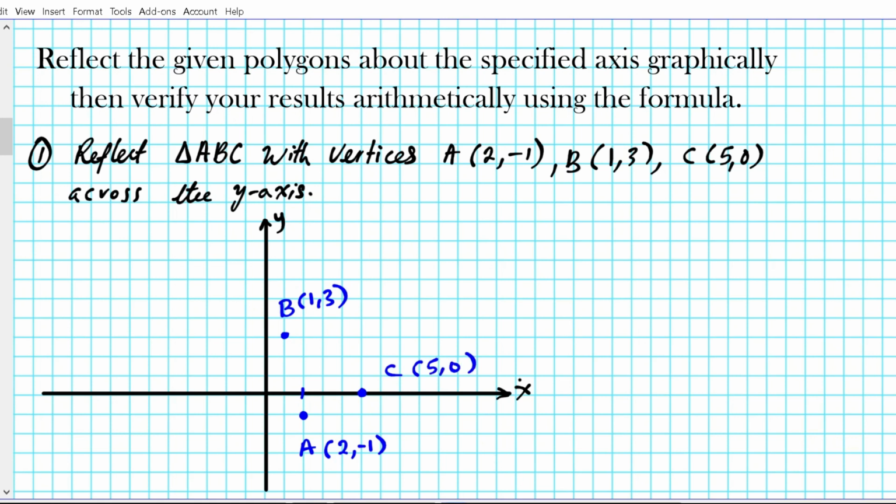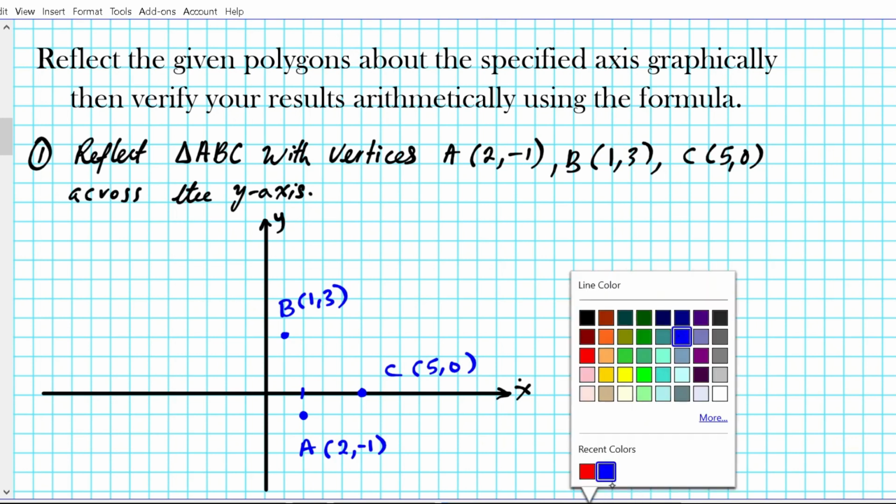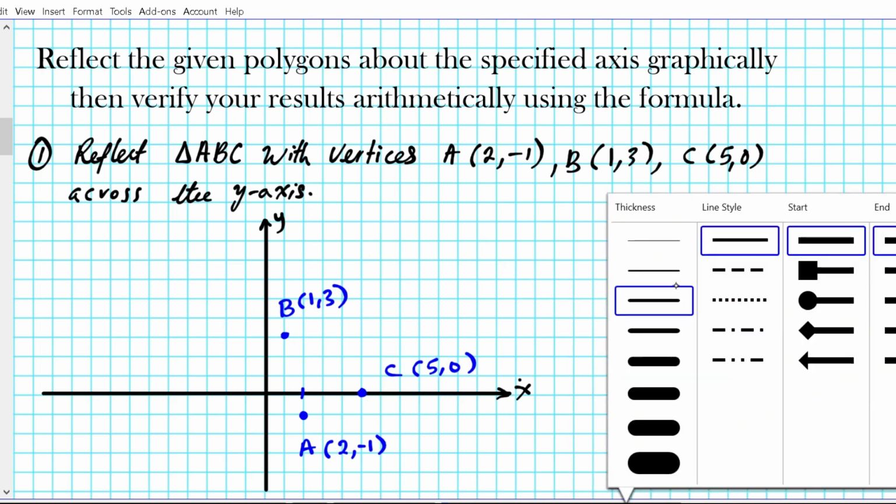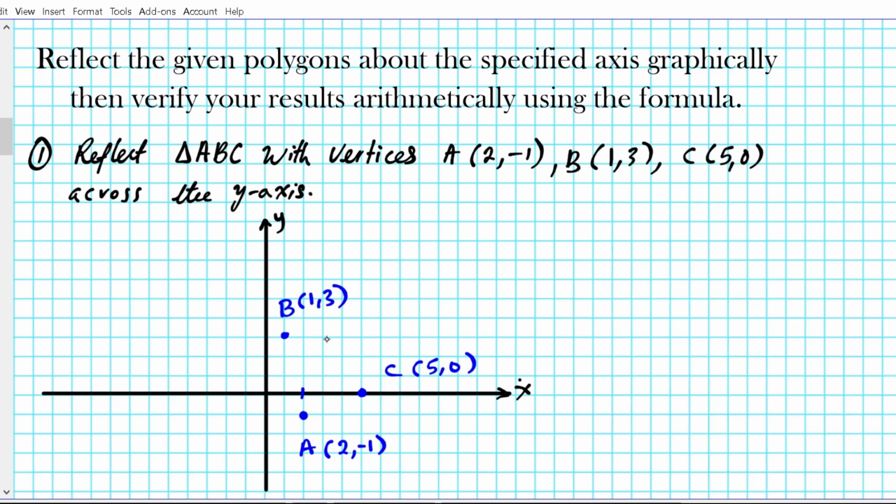Okay, so now we're going to go ahead and draw our triangle ABC. Let's make that a little bit smaller. So just connect the vertices. All right, so that's side BA, side AC, and then side CB. So there goes triangle ABC. This is our pre-image. So the pre-image is triangle ABC.